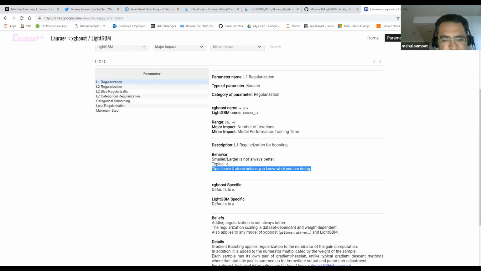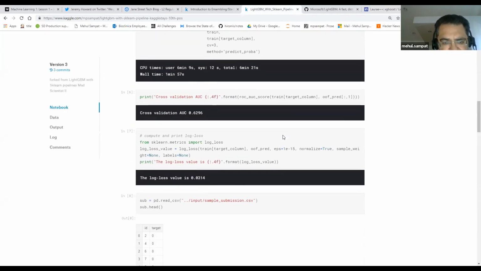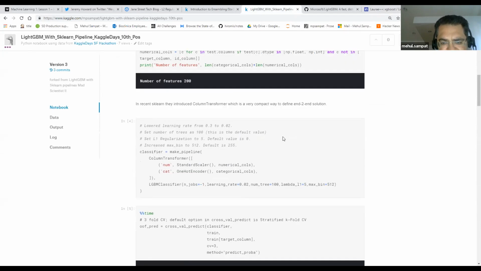But in our kernel, we basically played with L1 regularization. Implementation wise, it's pretty straightforward. You just say lambda L1 is how much regularization you want to put, the number of decision trees you want in the LightGBM model, and the learning rate.